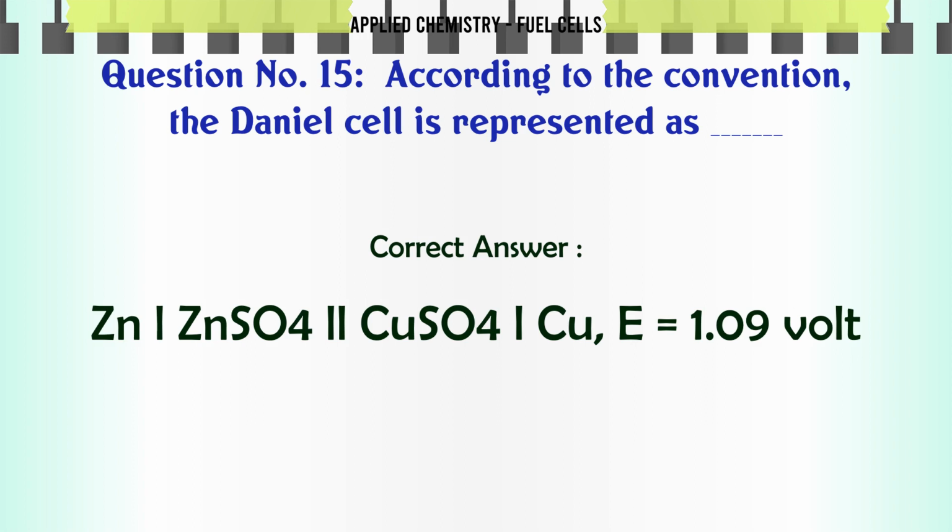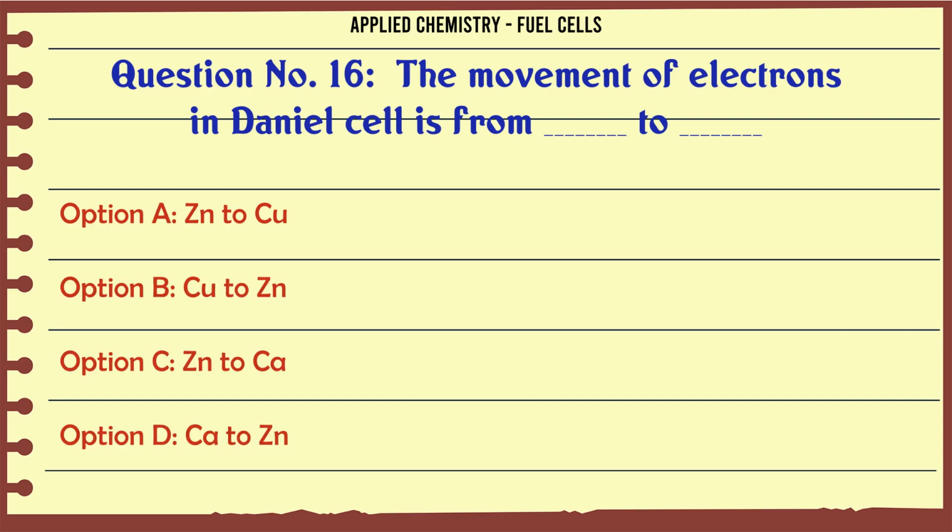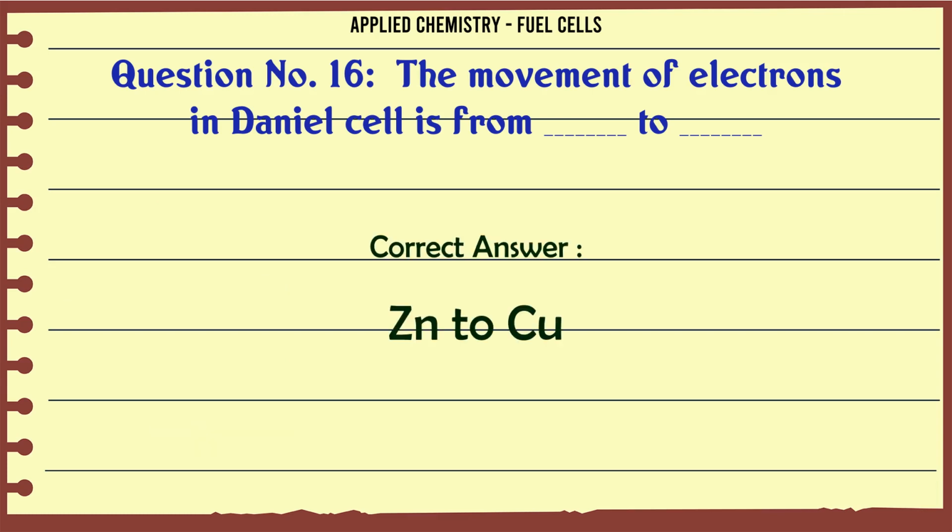The correct answer is Zn|ZnSO4||CuSO4|Cu, E 1.09 volt. The movement of electrons in Daniell cell is from A. Zn to Cu, B. Cu to Zn, C. Zn to Ca, D. Ca to Zn. The correct answer is Zn to Cu.